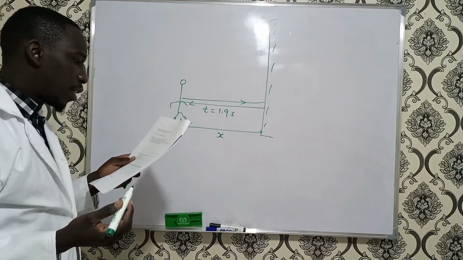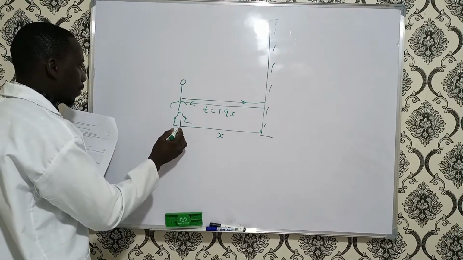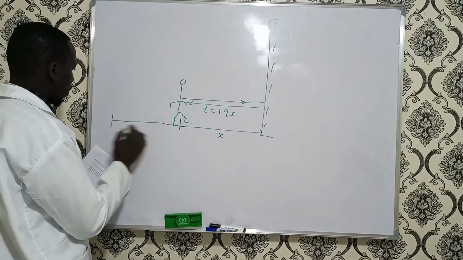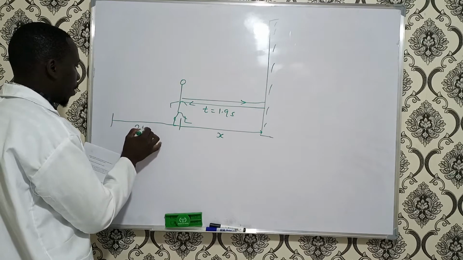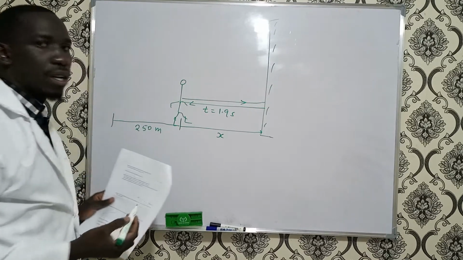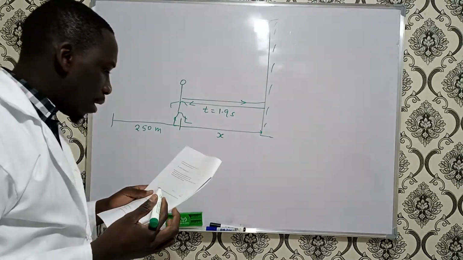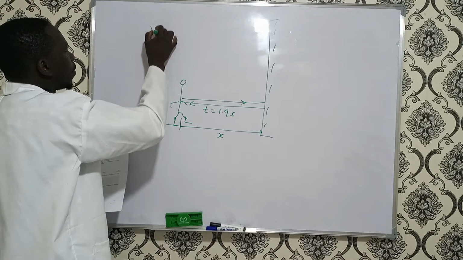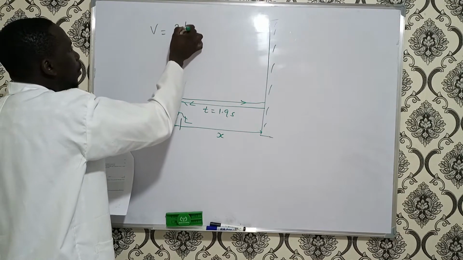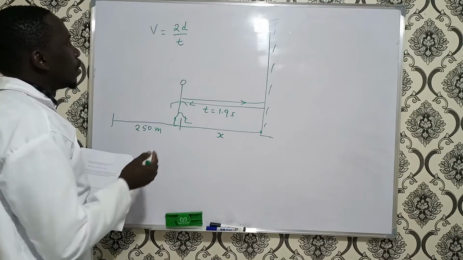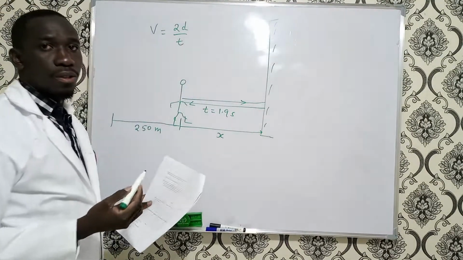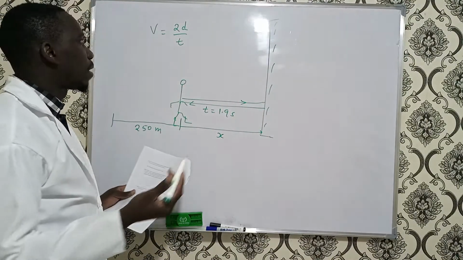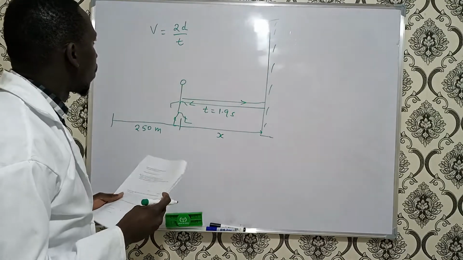Now we are told that he walks away. So the new position here, that is this. So this distance here is 250 meters. Now calculate the speed of the sound. Now we know that the speed of sound v is given by 2d divided by t. 2d is because the sound is traveling to and then gets reflected. So it will be covering twice the distance. That is one way of doing it.